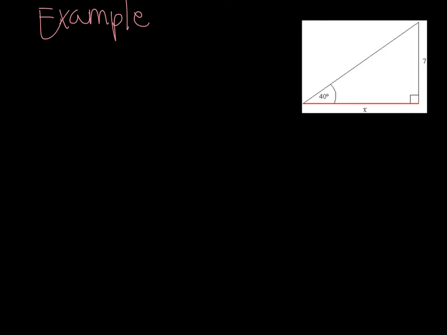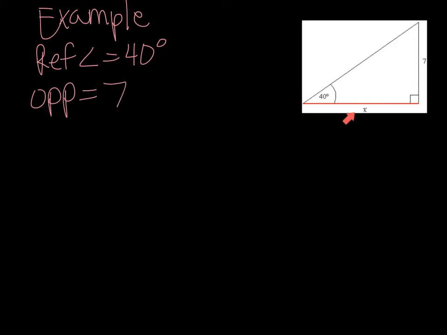Let's try another example together. I'm going to start by writing what I know. First, I know my reference angle is equal to 40 degrees. My opposite side is equal to 7. And my adjacent side is the variable that I'm looking for, which we'll call x. So if I set up my trig ratio, I have tangent 40 equals opposite over adjacent.